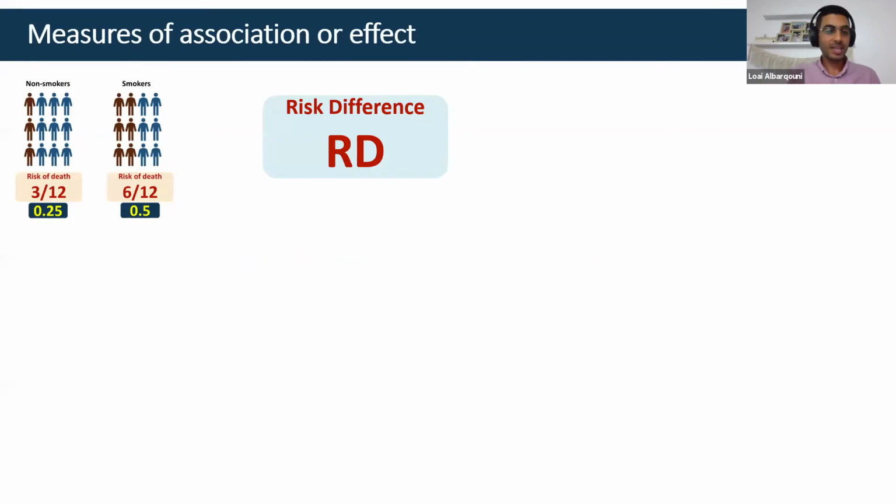You can either take the difference, which is called the risk difference, or sometimes called the absolute risk difference: the difference between the risk, or the proportion of the outcome, or the event rate between the two groups. Or take the ratio, dividing the event rate in one group by the other. That's called the risk ratio, or sometimes called relative risk, which is the same thing.